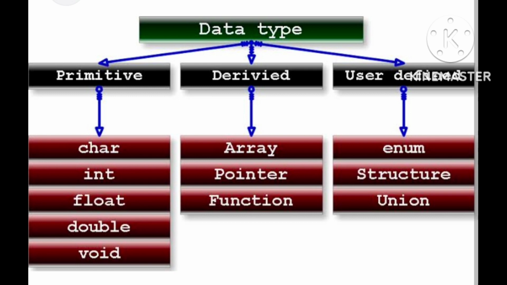Data types are classified into three types: primitive data types or basic data types, derived data types, and user-defined data types. Basic data types are again classified into five types. They are character, int, float, double, void. Derived data types are classified into three types. They are array, pointer, function. User-defined data types are classified into three types. They are enum, structure, union.